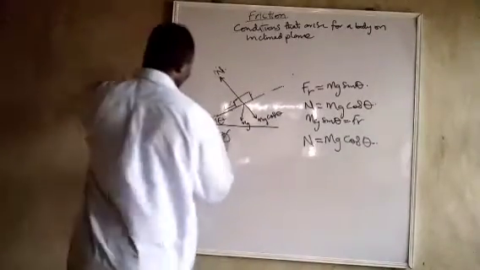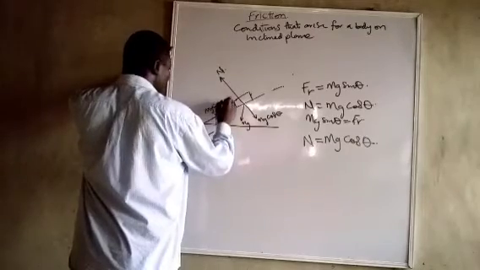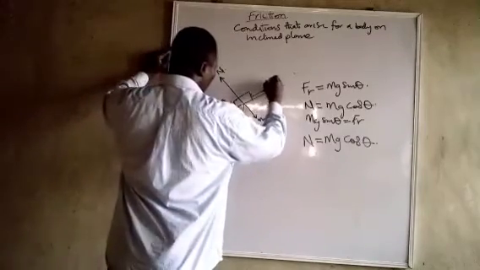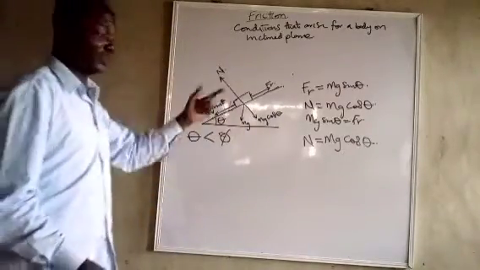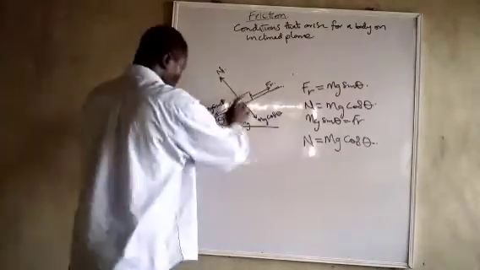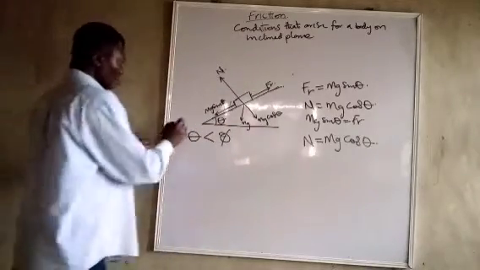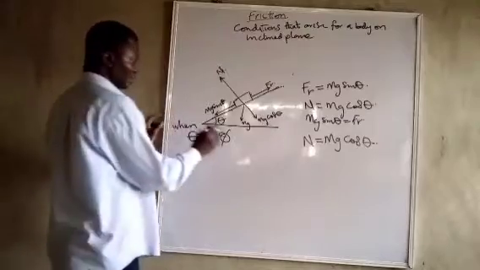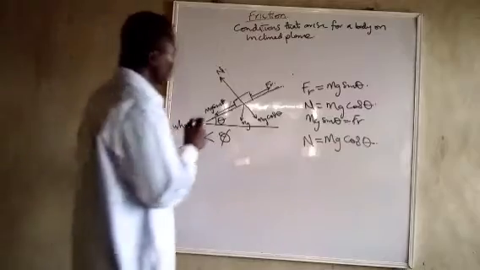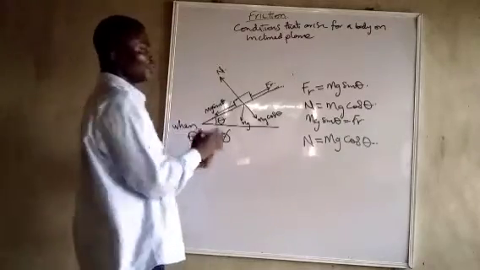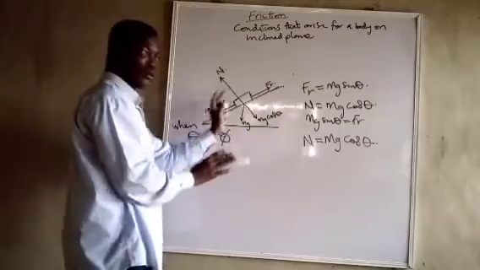Now, if theta is less than phi, normally there will still be mg sin theta down, and frictional force will act upward. But this frictional force will not be up to the limiting frictional force that is supposed to be overcome for motion to start. So there won't be any motion in this situation. It will still be stationary. There will be stability. Then the condition that can arise is you will need force to move it down or to move it up. You don't need any force to stop it.